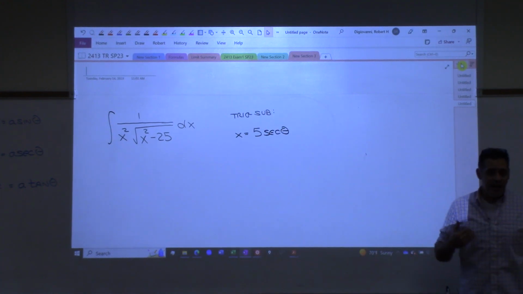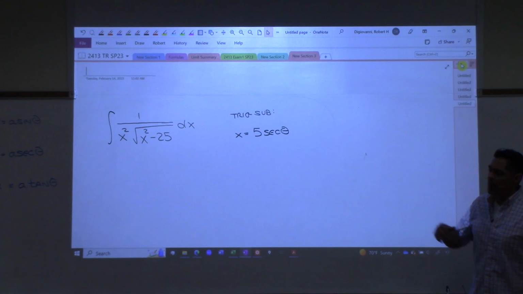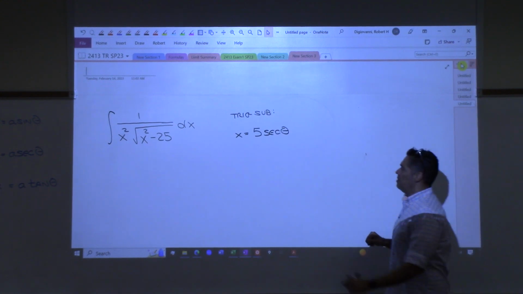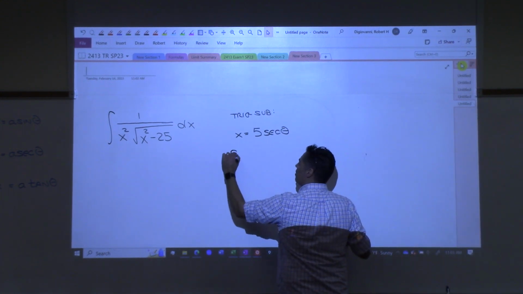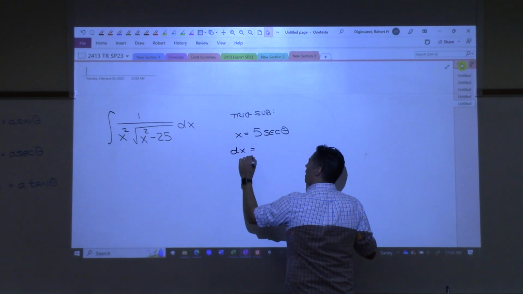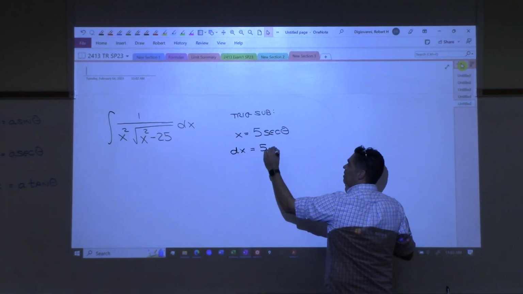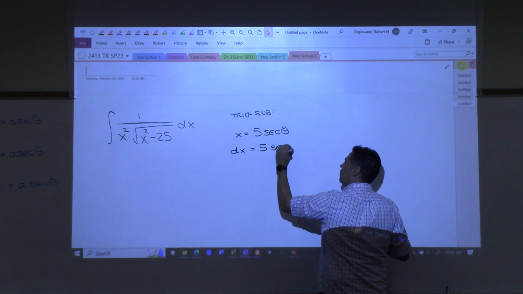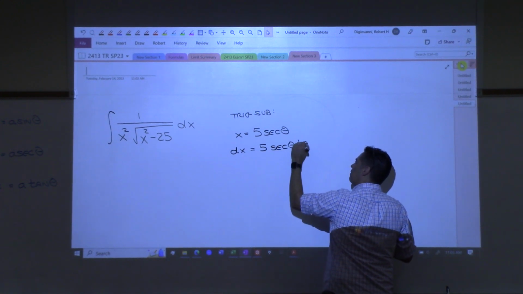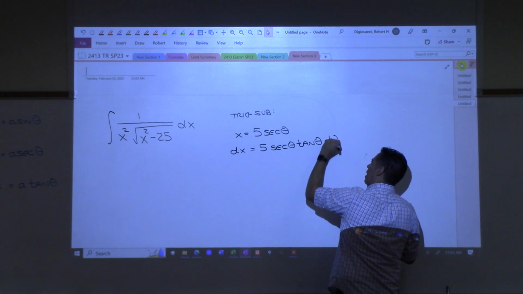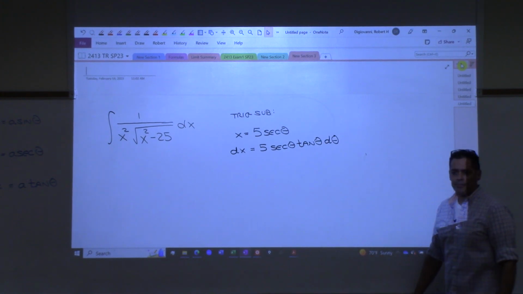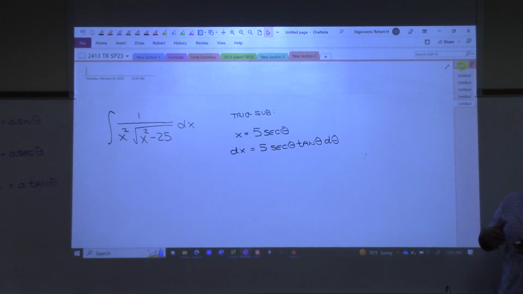The next thing that I do normally in my procedure is I differentiate this now. So I take the derivative of this on both sides. I get dx is 5, 5 comes for the ride. Derivative of secant theta is secant theta tangent theta d theta. All right, that's just normally the way I do it. I make the trig sub, then I do the differentiation.